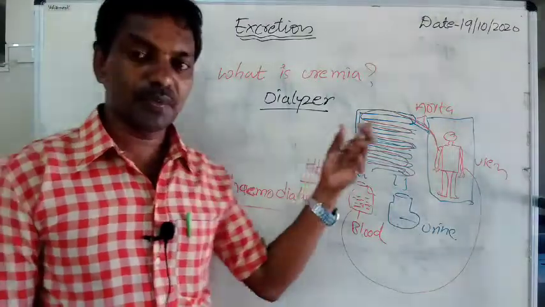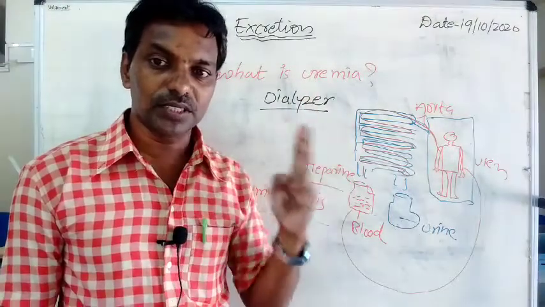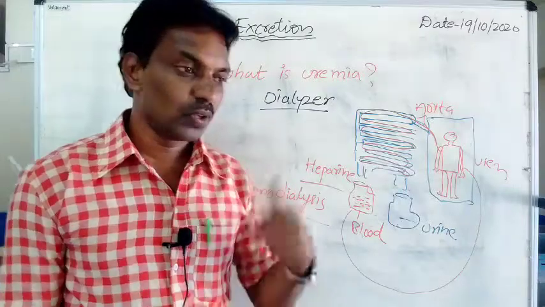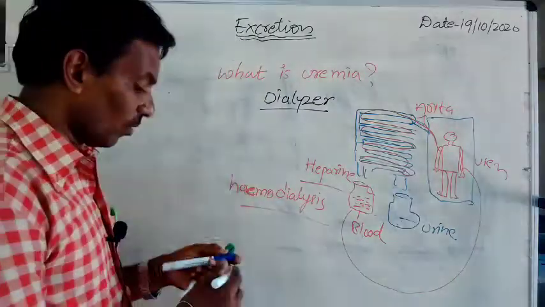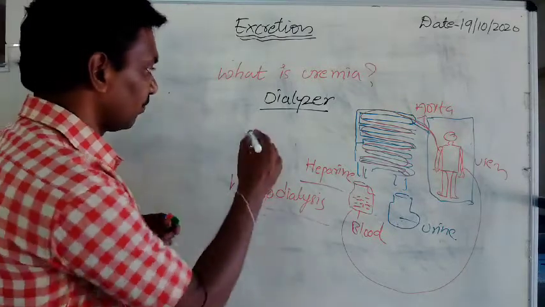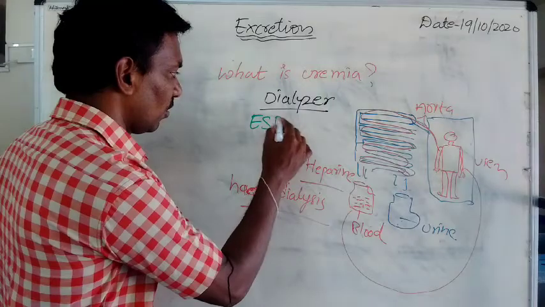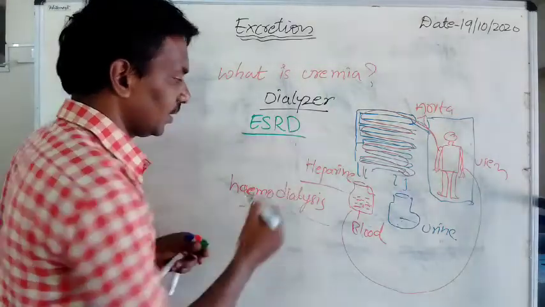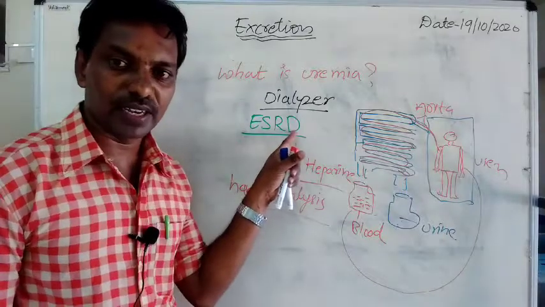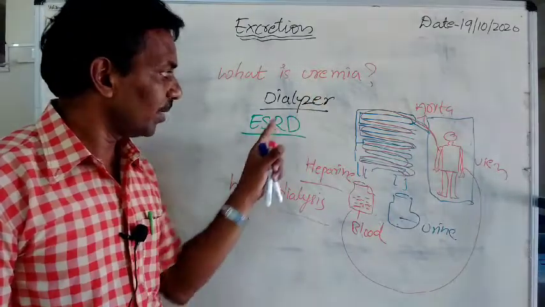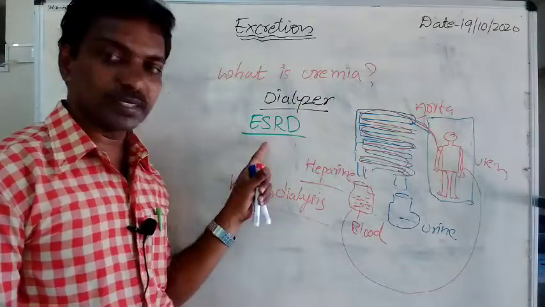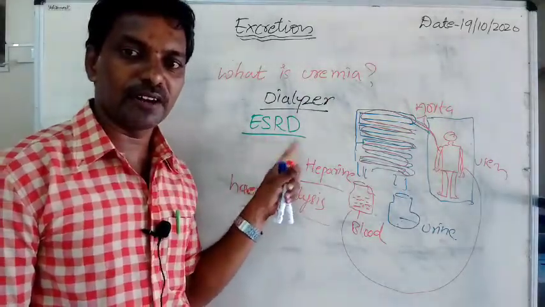So what is uremia? Already we discussed. When both kidneys fail, that condition is called uremia. There is one more term also given in our textbook, that is ESRD. What is ESRD? End stage renal disease. So uremia is nothing but this only. Whenever uremia occurs, it is also known as end stage renal disease.